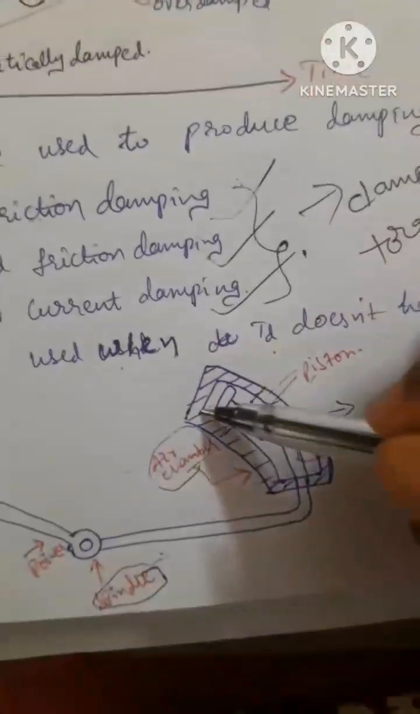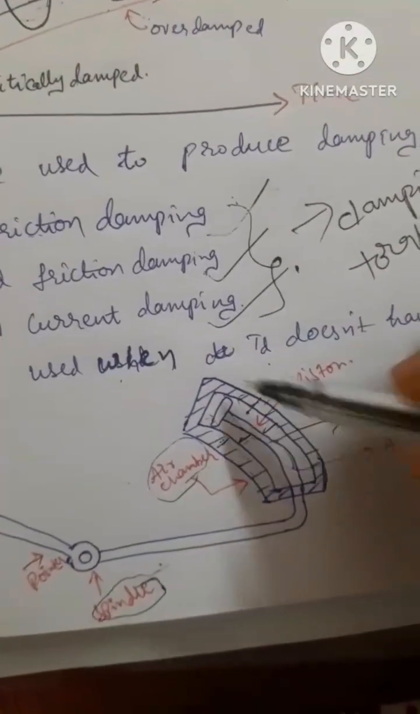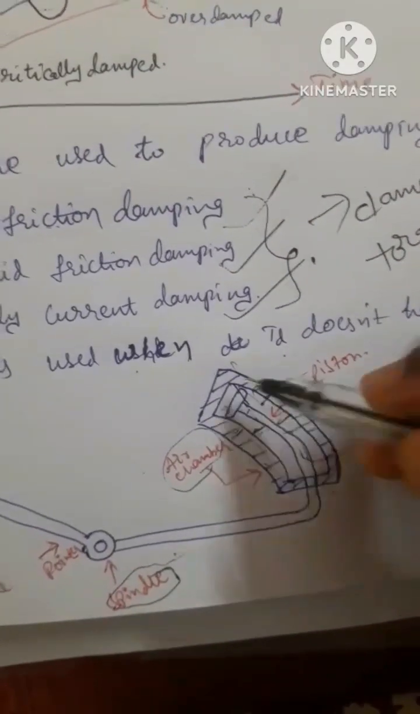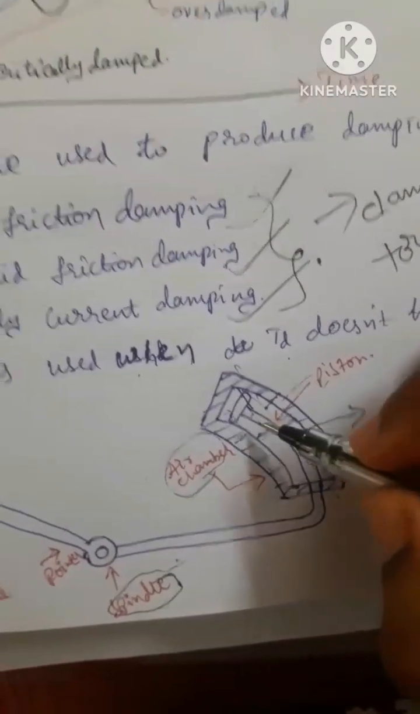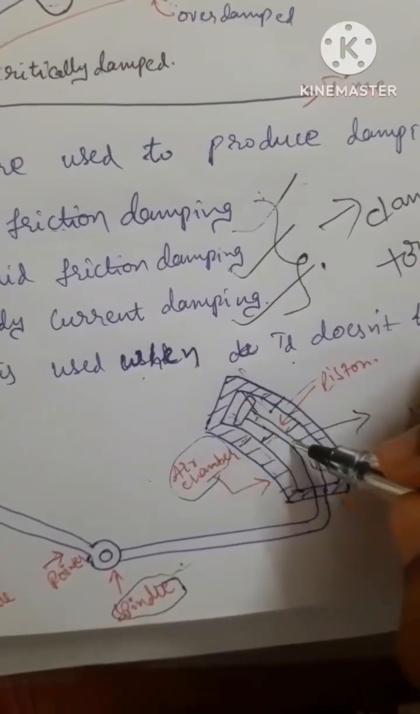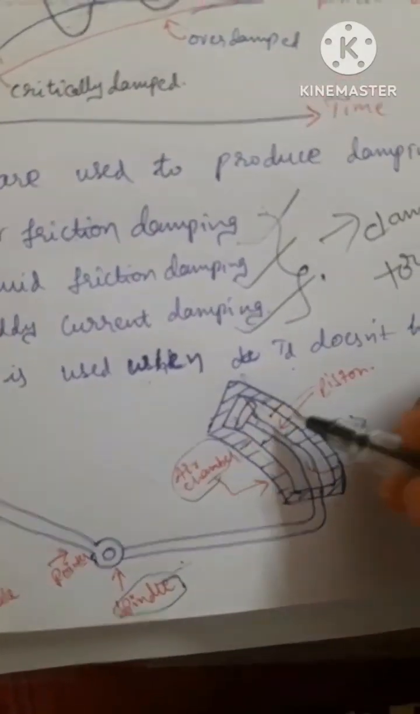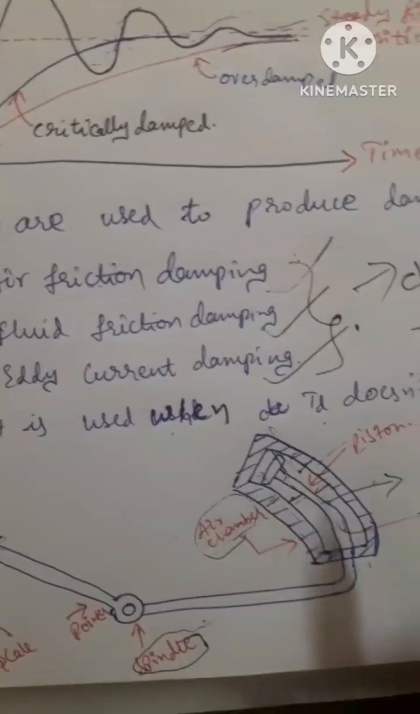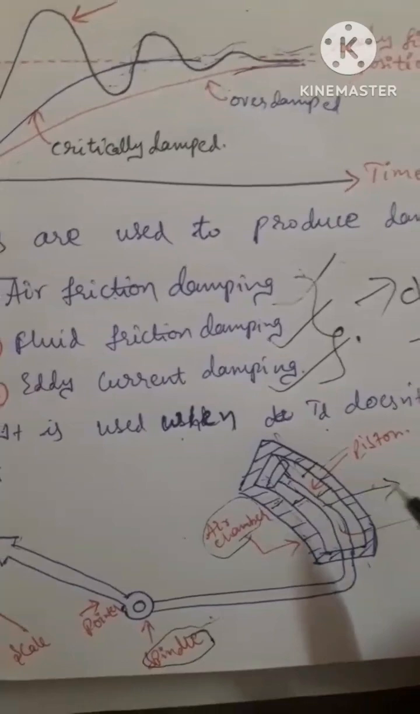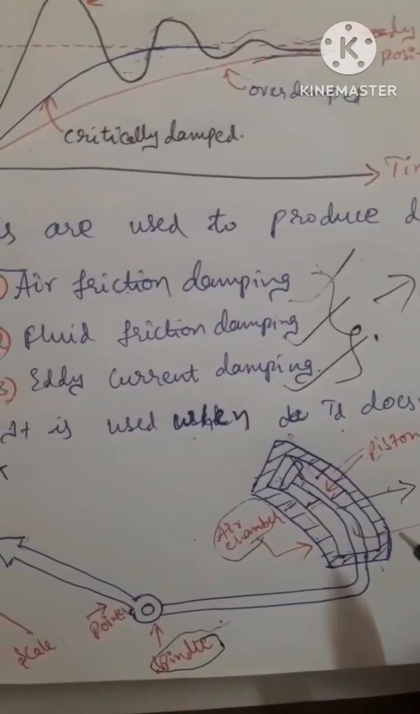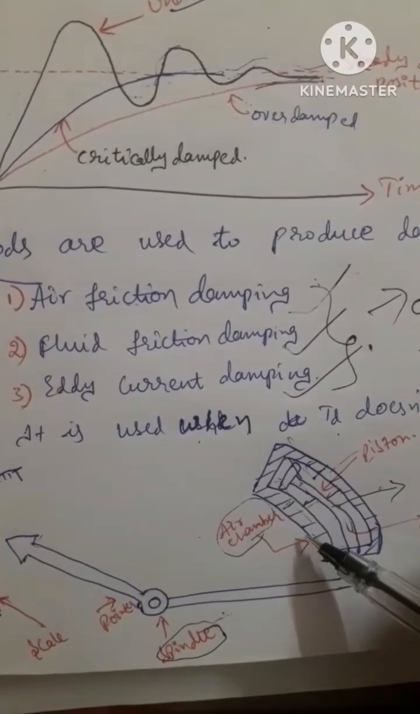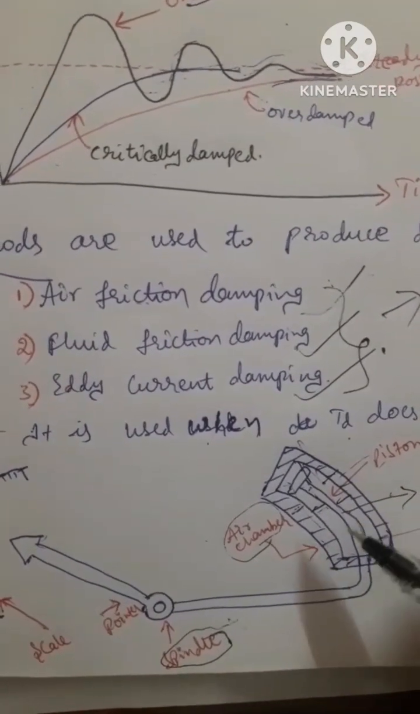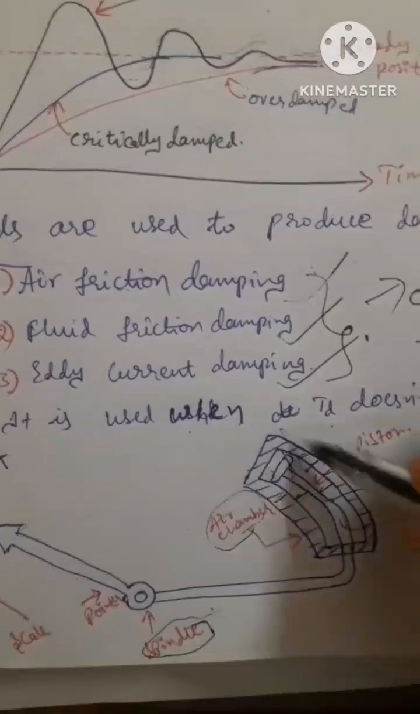Reciprocating means it will move forward and backward. Movement of the piston is known as the reciprocating. Inside the chamber, whenever there are oscillations, the piston will reciprocate forward and backward and forward. So when the piston moves in the chamber, the air inside the chamber will compress and the pressure of air is developed due to the friction.